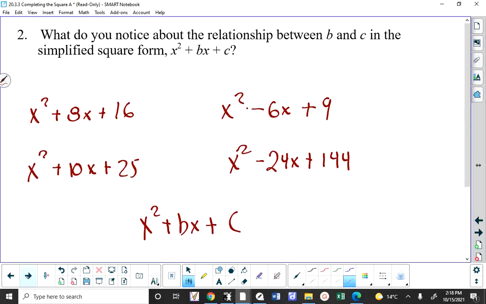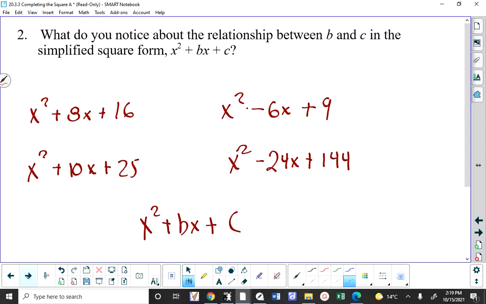Or I suppose you could turn it around and say, how can you get b from c? But there's a little bit of information that's lost in that process. And I think it's more important that if I give you b, you can figure out c. How many of you have it? What is it, Reagan? Right. If you take b, divide it by 2, and then square that result, you will get c.